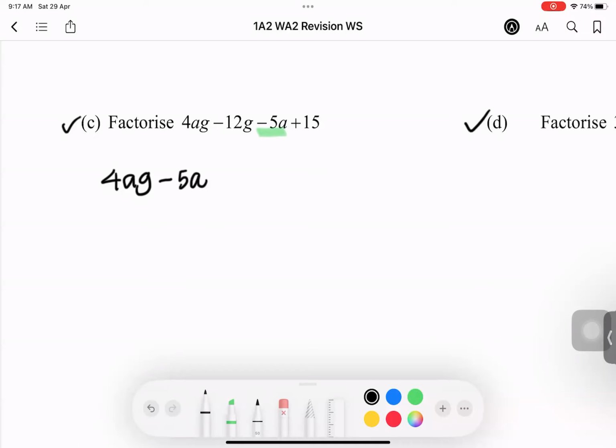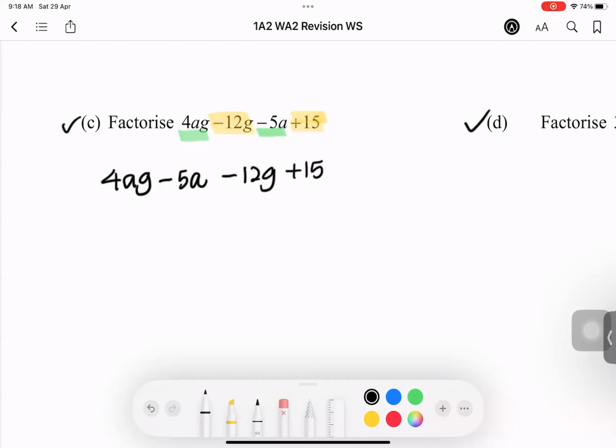Then Alvina, can you give me the second group? What are we left with? I took 4AG with negative 5A already. What about the others? What's the remaining? Negative 12G plus 15. Correct. Thank you very much. So you all must remember to do the grouping. The sign follows the number, they are together as one. Don't change the sign anyhow.